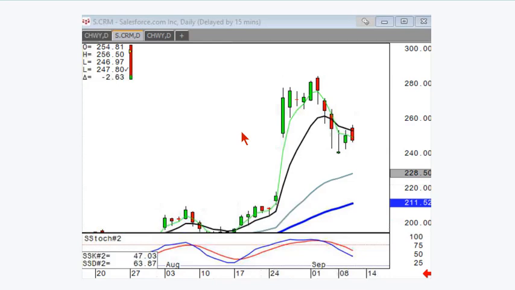Carnival hasn't been able to get back up above the T-line. I wouldn't be long. If you're short, you can stay short. Or if you're thinking of going short, you could probably short this one on weakness. Walmart.